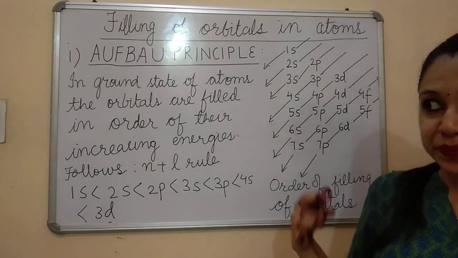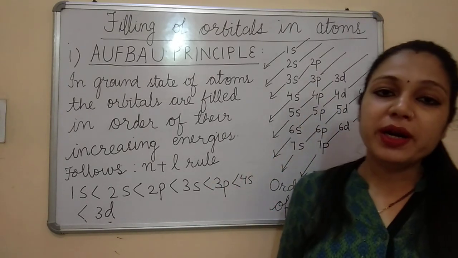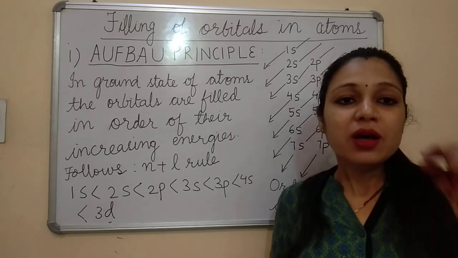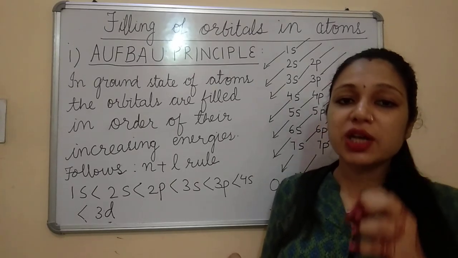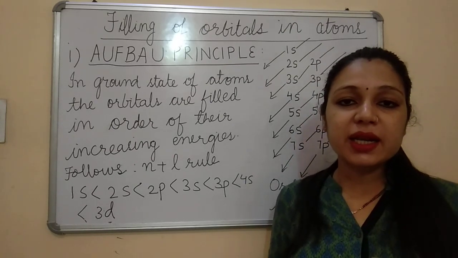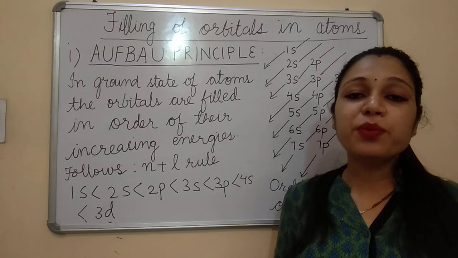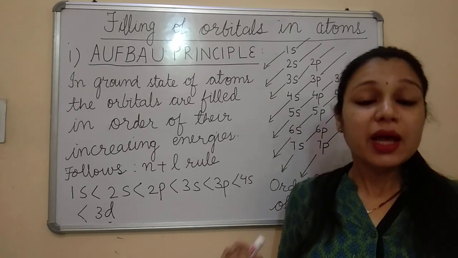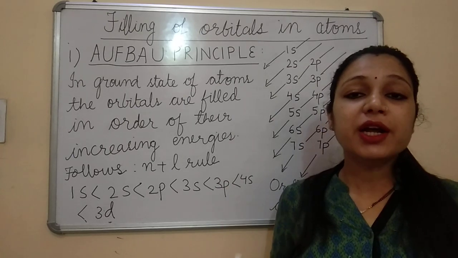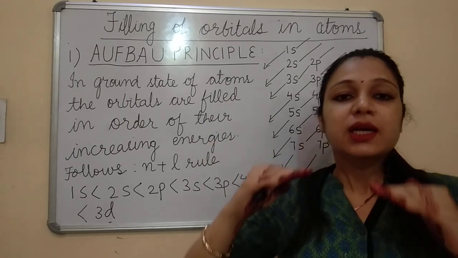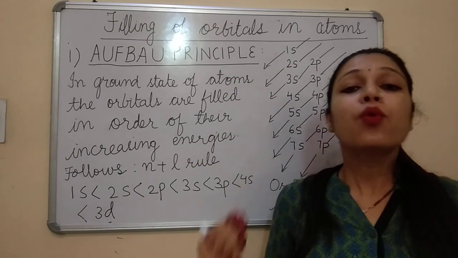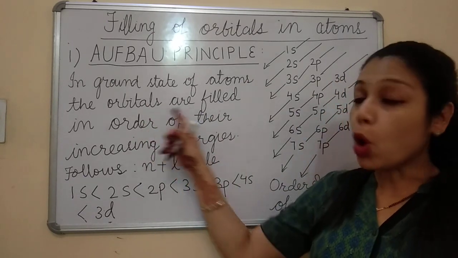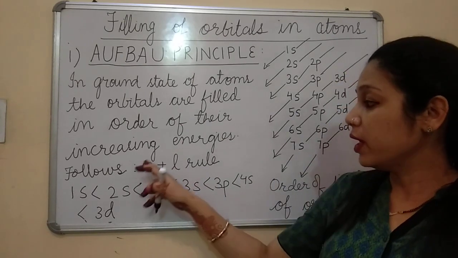Ground state is the state or the orbital in which the electron is present initially with minimum amount of energy. The electron is present in an orbital with only as much energy as it needs to stay there. So that state is the ground state, and after gaining more energy the electron jumps to the excited state, that is, to an orbital with more energy. That will be the excited state. So, in ground state of atom, orbitals are filled in increasing order of their energies.